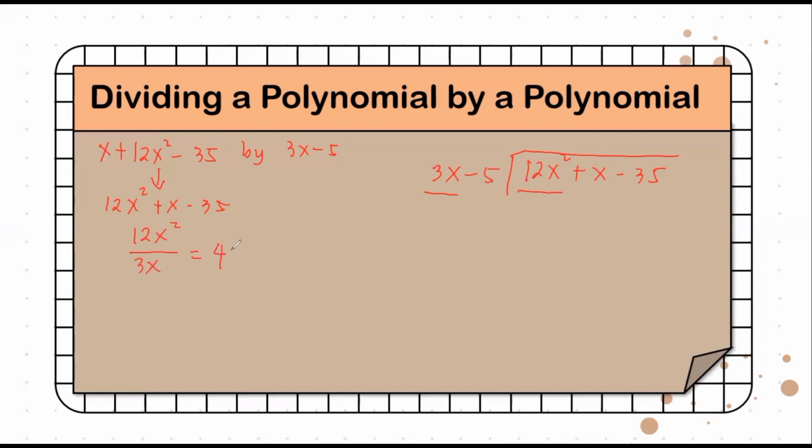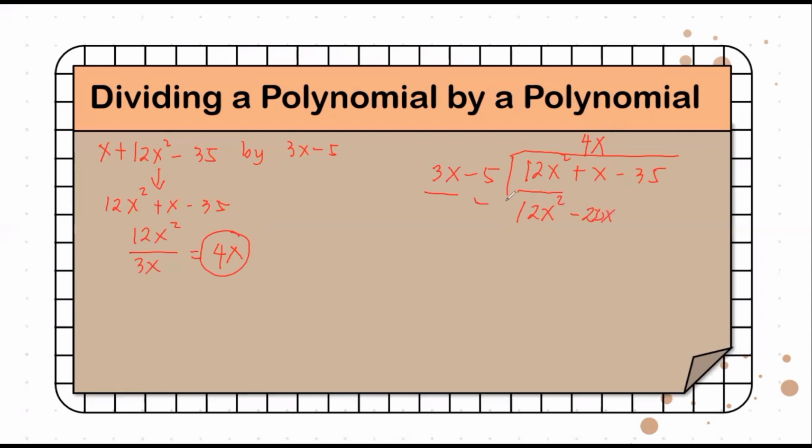X squared divided by x, applying the quotient rule. Keep the common base, which is x, and then subtract the exponent. 2 minus 1 is equal to 1. Therefore, the quotient when you divide 12x squared divided by 3x is 4x. So you just need to write it here under column nung x. Okay? And then we multiply 4x times 3x, it's equal to 12x squared. 4x times negative 5, it's equal to negative 20x.